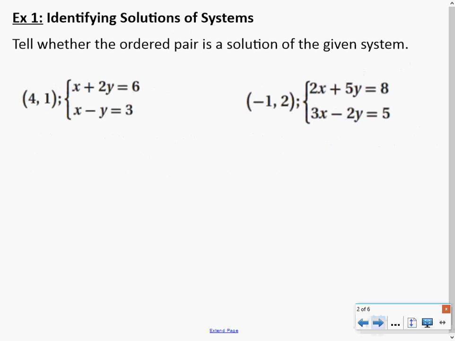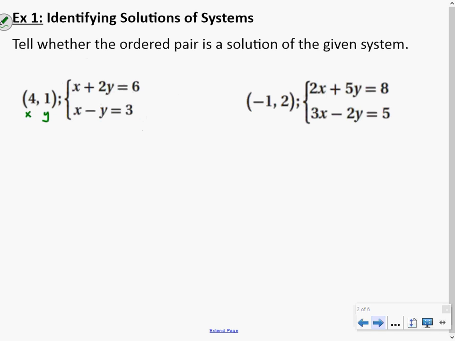Let's say that we had this system of equations here. We have two equations. Each equation has an x and a y variable. We want to decide if the point, the ordered pair 4, 1, is a solution to this system. To do that, we're going to plug in the x value of 4, the y value of 1 into each equation and verify that it makes the left and the right side equal to one another. And it has to be true for both equations, not just one, but both.